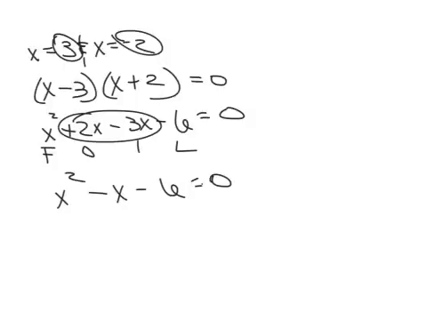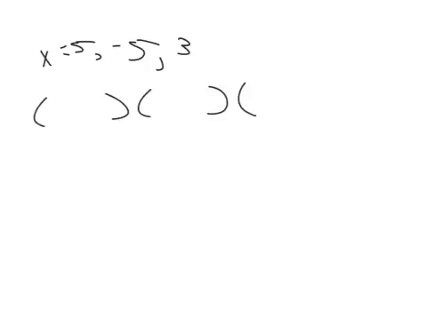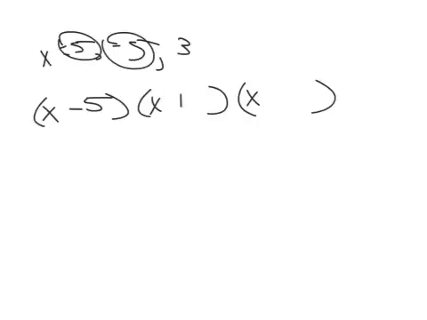Alright, so let's look at an example here. I'm going to give you 3 x's. I'm going to tell you that x equals 5, negative 5, and 3. So I have 3 answers, so I'm going to have 3 parentheses: an x, an x, and an x. There's a positive 5, so I'm going to put a negative 5. There's a negative 5, I'm going to put a positive 5. Positive 3, I'm going to put a negative 3.